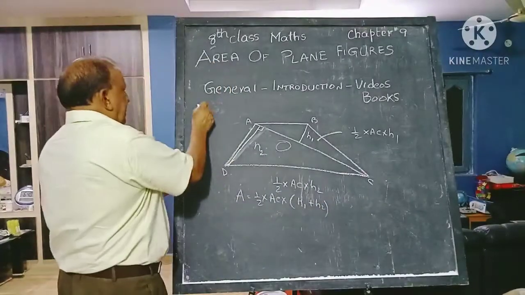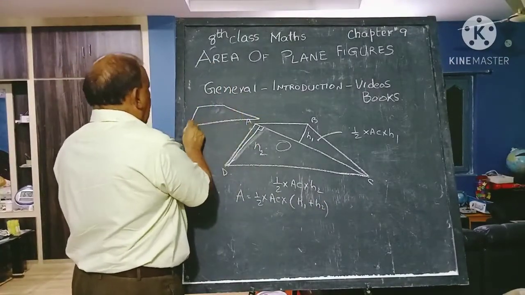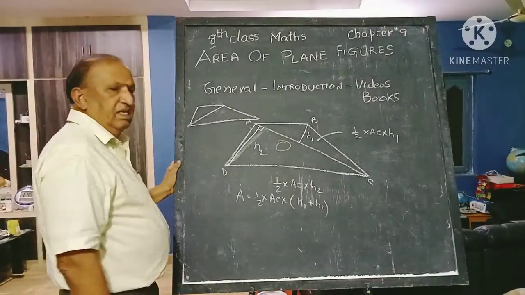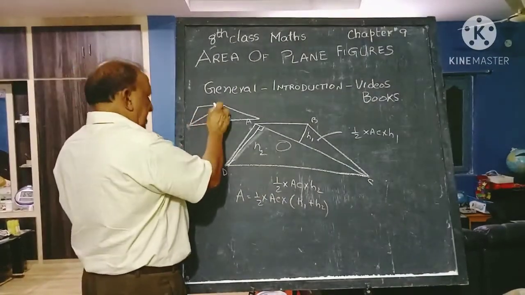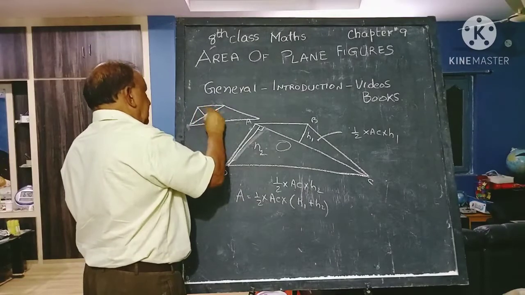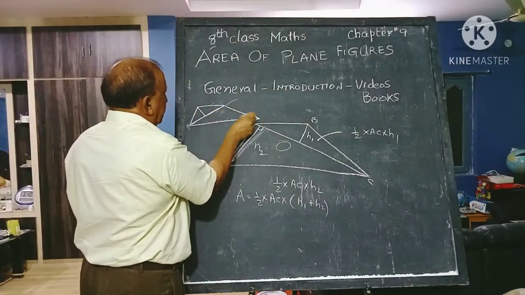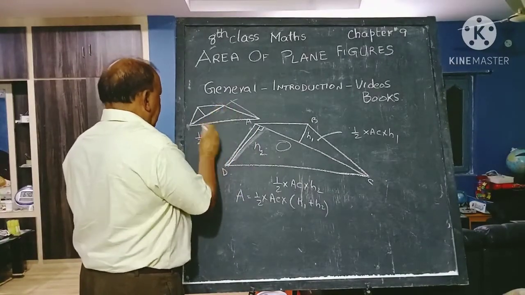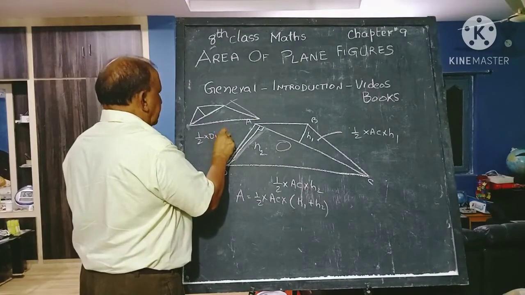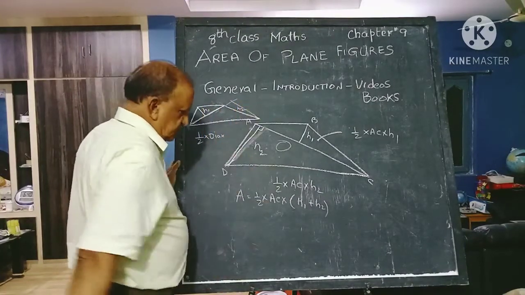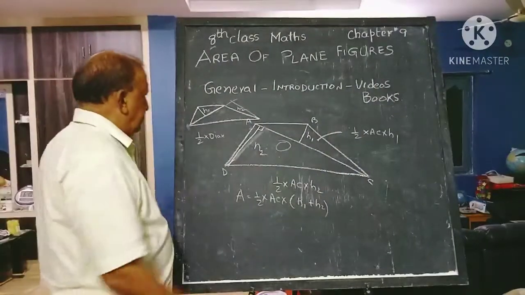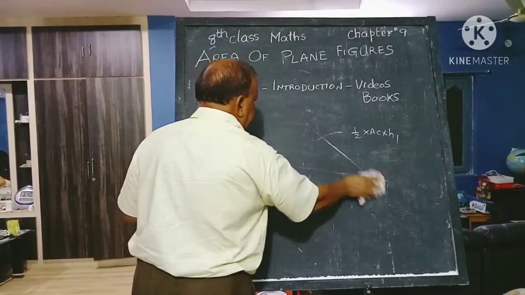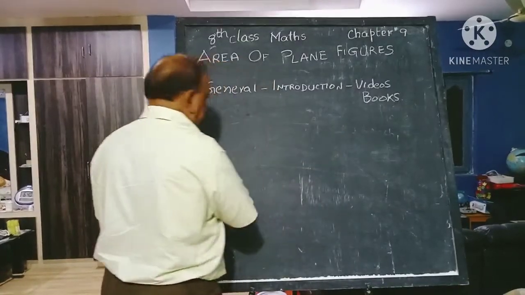So when you want to find the area of any quadrilateral, all you do is join any two opposite vertices and draw perpendiculars. If you cannot, you have to extend it and find the perpendicular. It simply is equal to half into the length of the diagonal into H1 plus H2. That's how you will find the area of a quadrilateral. I hope you understood how to find the areas.